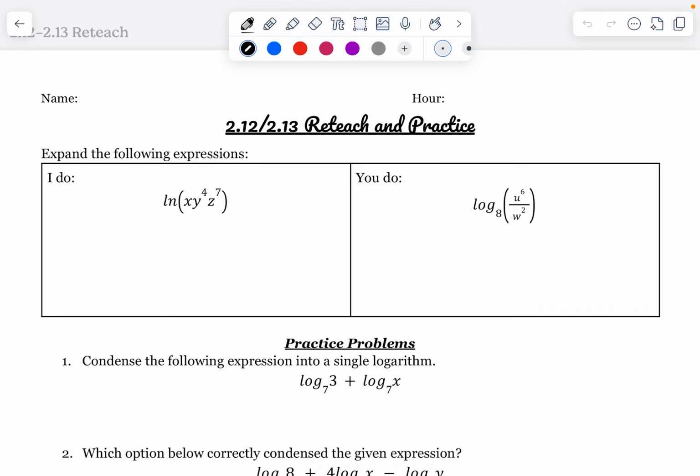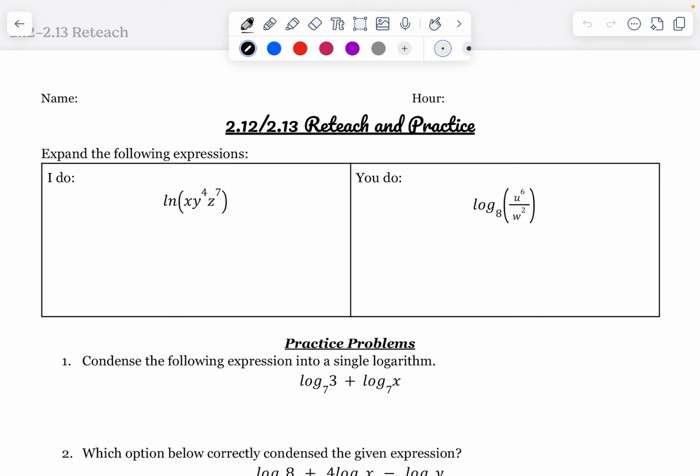Hi everyone, we are going to look at 212 and 213. 212 dealt with our rules of logarithms, so expanding logarithms or condensing logarithms, and then 213 is looking at solving exponential or logarithmic equations, and we might have to use our log rules to be able to solve equations.